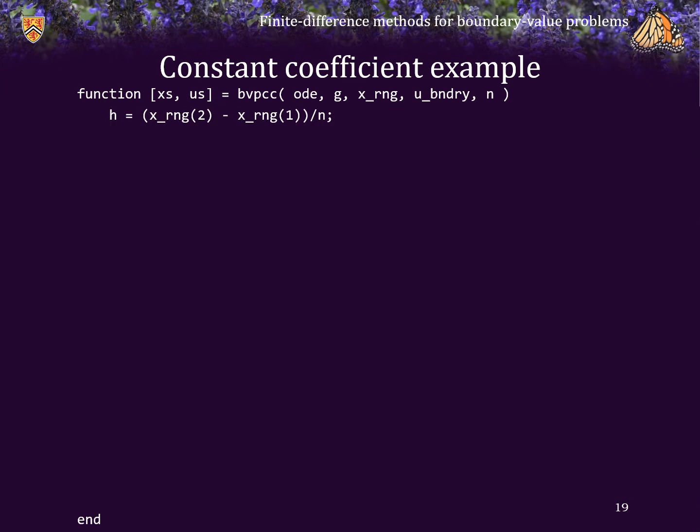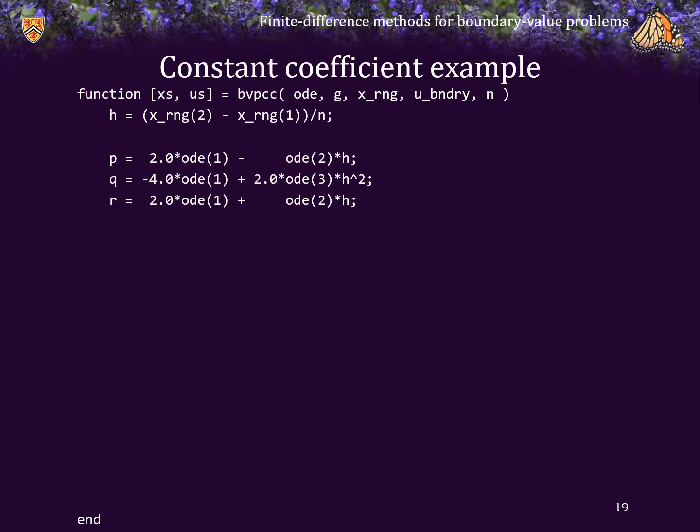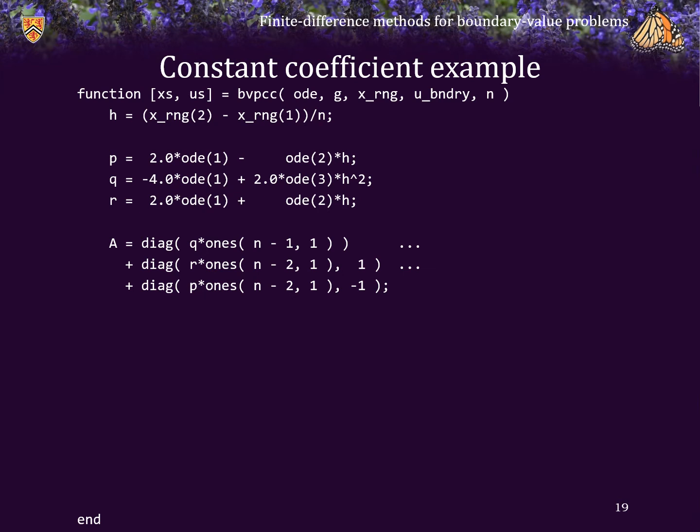So first we calculate h, which is the width of the interval divided by n. Next, we calculate the 3 coefficients, p, q, and r. So again, ODE1 is the coefficient of the second derivative, ODE2 is the coefficient of the derivative, and ODE3 is the coefficient of u of x. Now we can create our matrix. So we have 3 separate matrices we are adding, and because we're adding these on separate lines, then we have to put ... to indicate to MATLAB that the line continues to the next line.